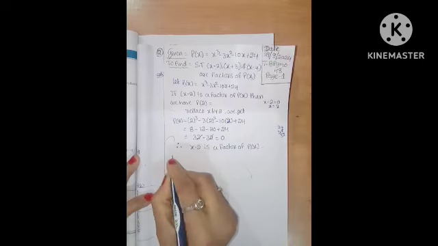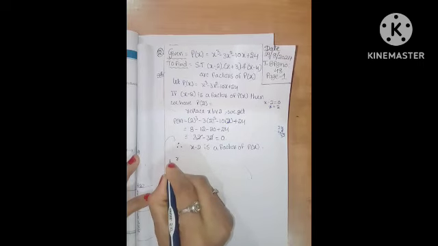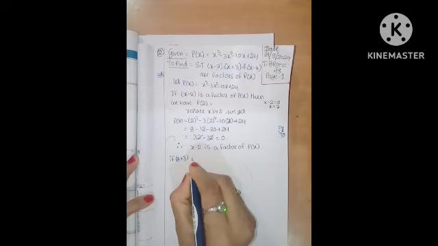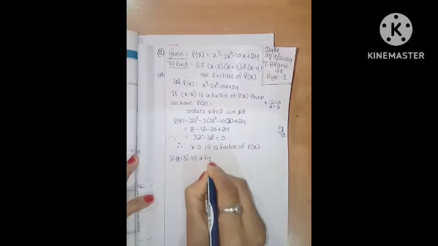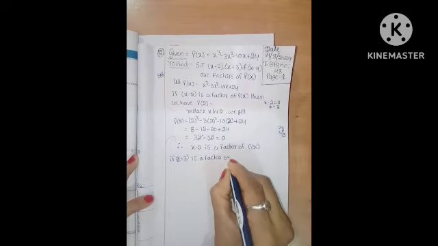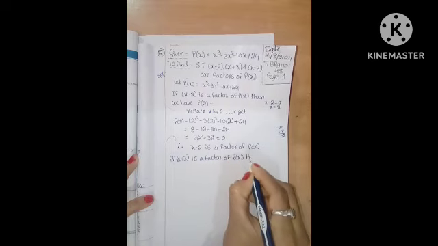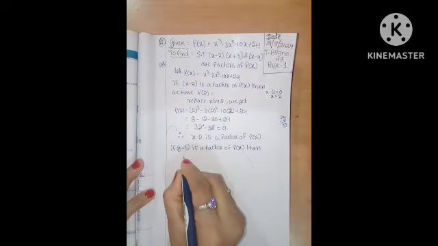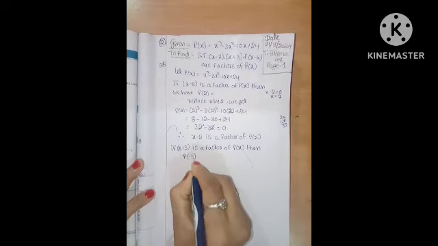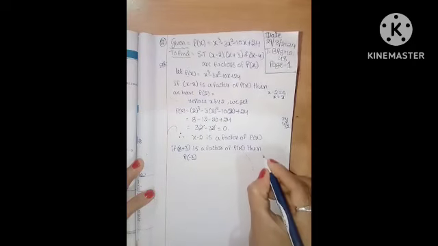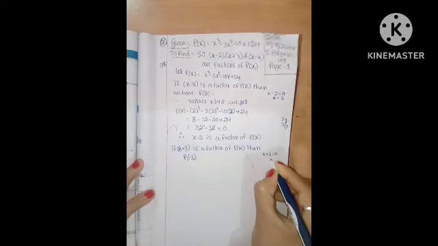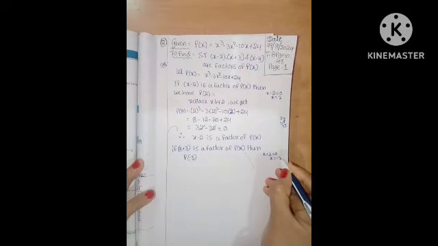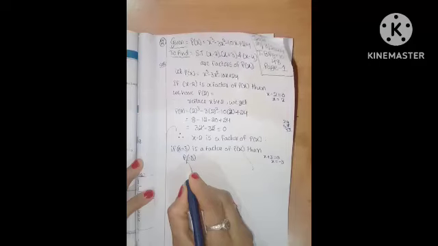One by one, check the factors. Next, the second factor. If x plus 3 is a factor of p of x, then we have p of minus 3. Here x plus 3 equal to 0, so x equal to minus 3, because the plus 3 becomes minus 3 after the equal sign. So p of minus 3.